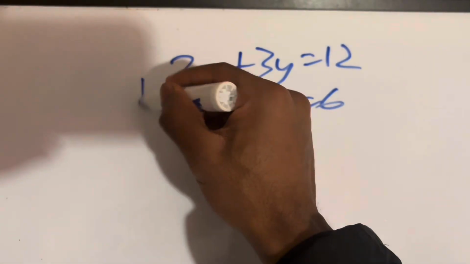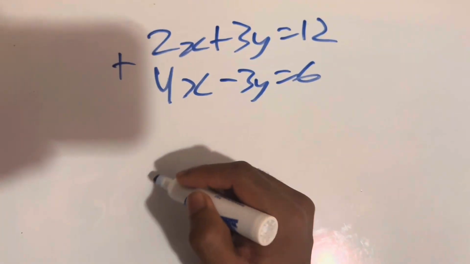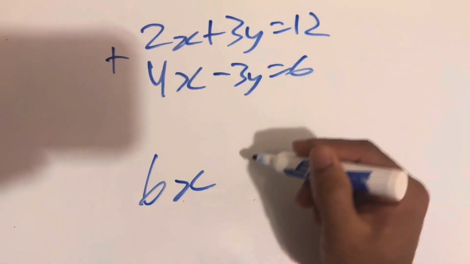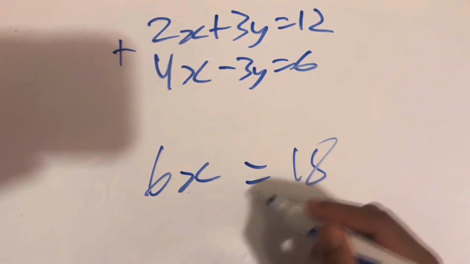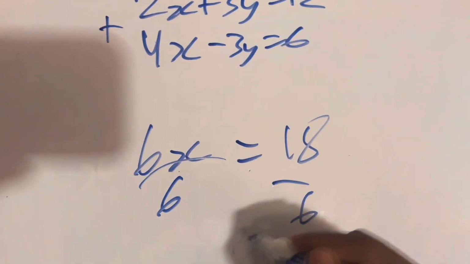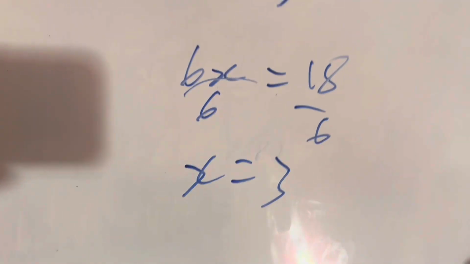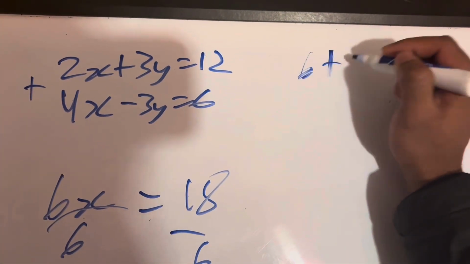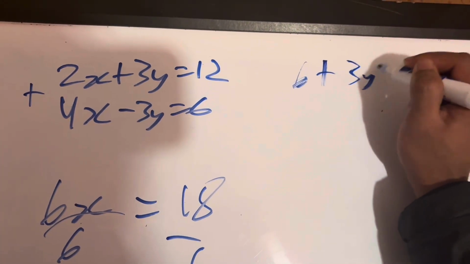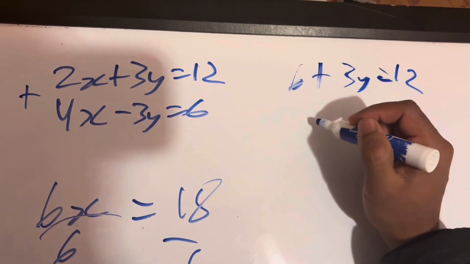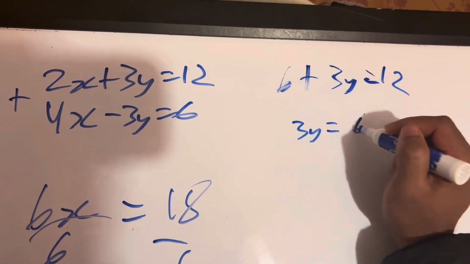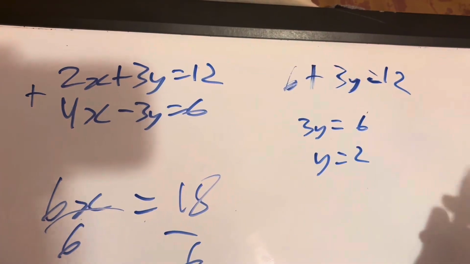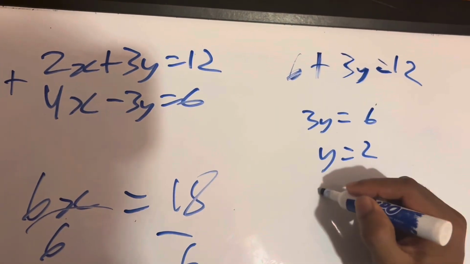Where if we add these two equations together, right, we get 6x, and then these two cancel out, is equal to 18. And then we can just divide by 6, x is equal to 3, and then we can just plug that right back into the equation, right? So 6 plus 3y is equal to 12, right? And then 3y is equal to 6, y equals 2. So that means the coordinates are 3 comma 2.